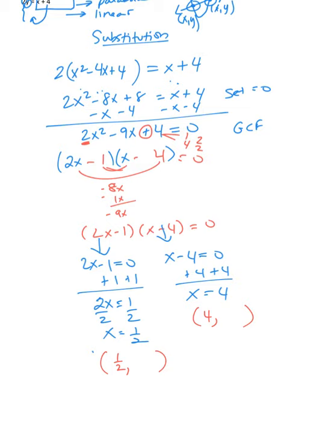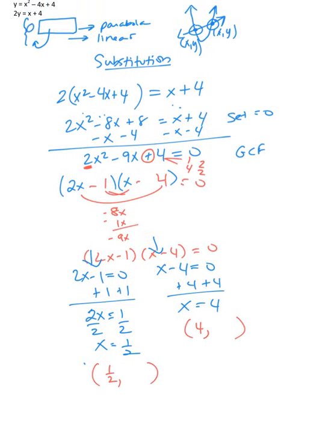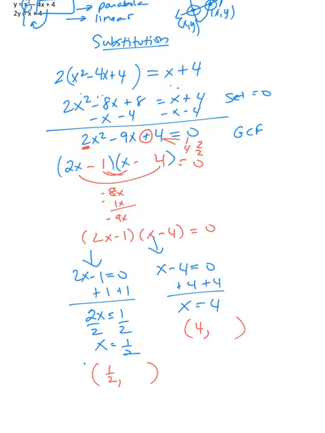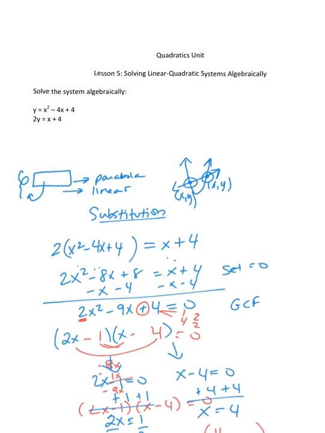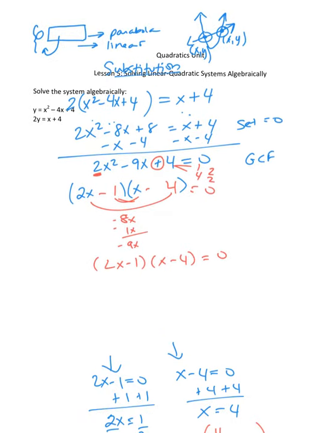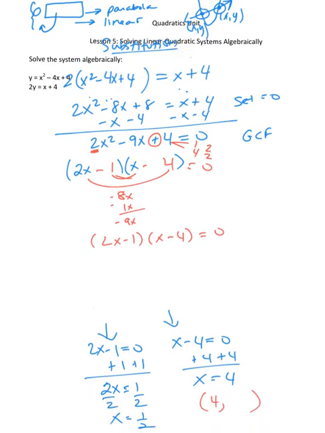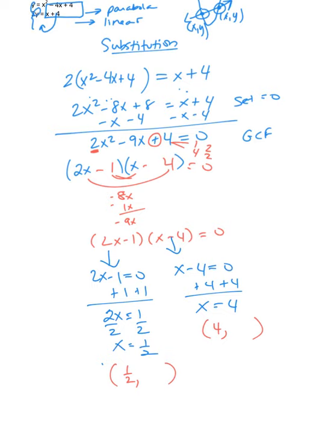You do that by taking these x coordinates and plugging them into either of the two equations. If you plug into the first equation or the second equation, they're both going to give you the same answer. So obviously the second equation is easier. 2y equals x plus 4. Okay, so 2y equals x plus 4 is what I'm going to plug into.